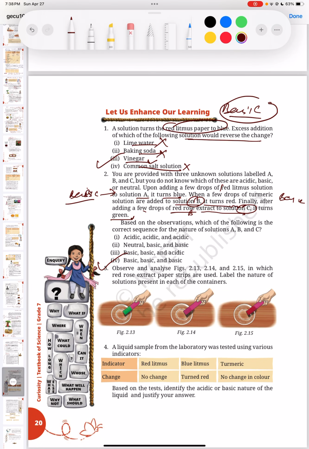Now observe and analyze and label the nature of the solution present in each of them. So if it turns green, it is basic. Okay. If it does not turn anything, it is neutral. And if it turns red, it is acidic.